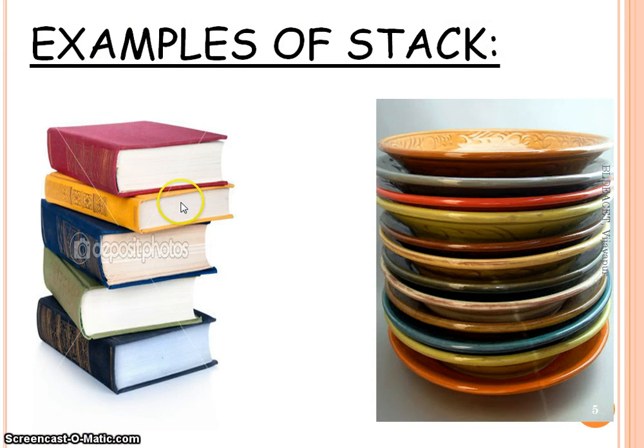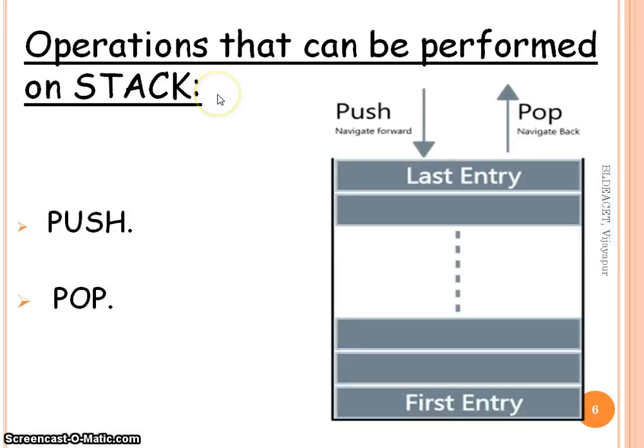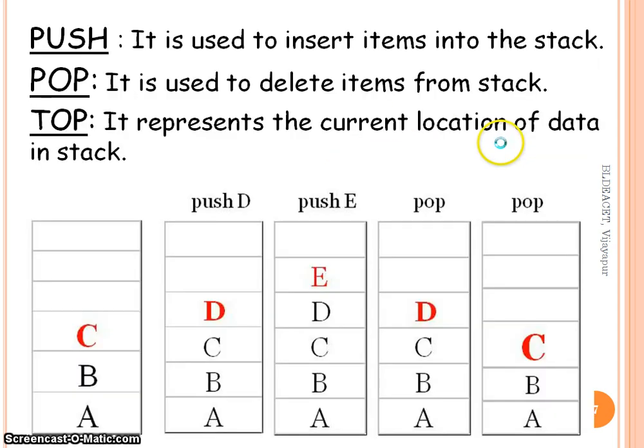Examples of a stack are a stack of books and a stack of plates. The operations that can be performed on a stack are push and pop. Mainly these two operations can be performed on the stack. Push is also called the insert operation and pop is also called the delete operation. As you can see here, only one end of the stack is open, and from this end only we perform push and pop. Push inserts an item into the stack and pop deletes an item from the stack. And top is a pointer that represents the current location of the data in the stack.